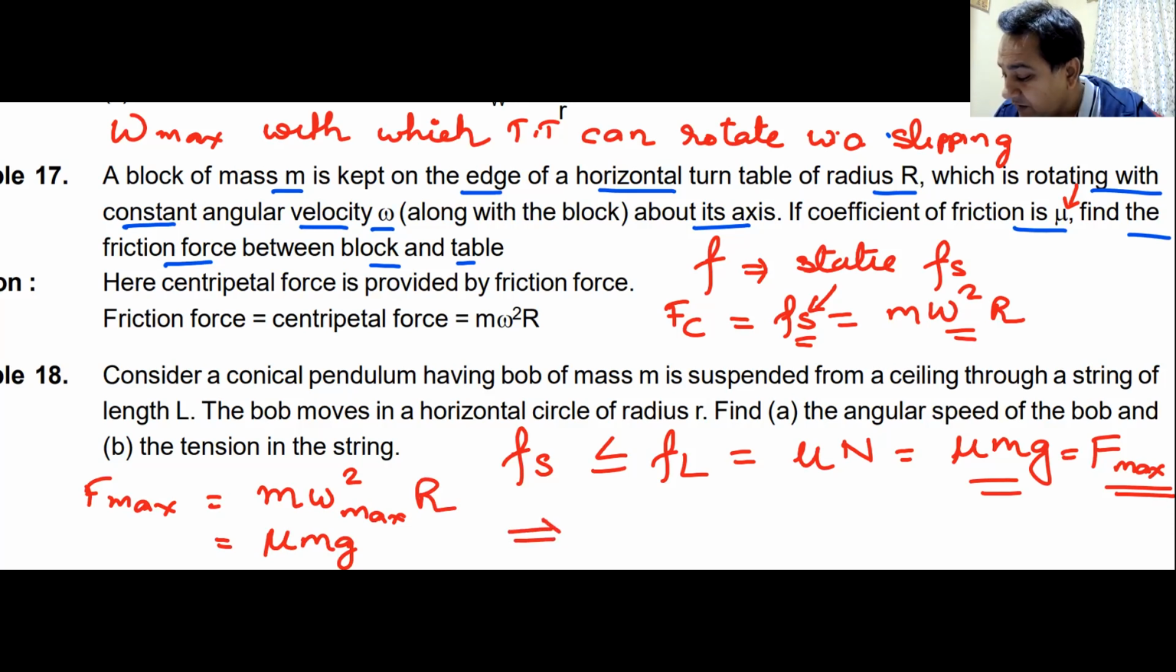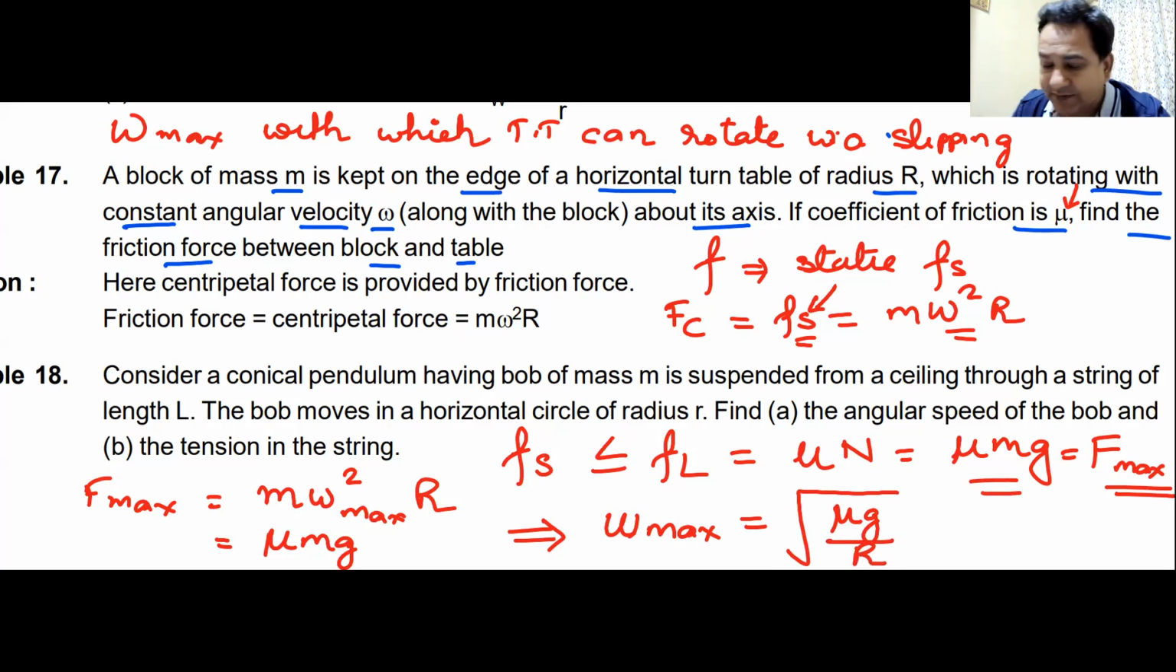Can you tell me the value of omega max, anyone? I would be very glad if you have understood this. This is one of the more difficult problems that can come in JEE Advanced, not Main, JEE Advanced. Equate both the equations and you will get the value of omega max, and that will be equal to under root of mu times g by r.